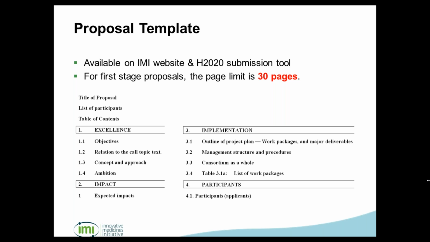It's important as well to realize that during the evaluation, the expert evaluators will have basically 3 pieces of information to make sure that they evaluate your proposal properly. One is the call text, which you'll have seen on our website. One is your proposal itself, and the third are the evaluation criteria.